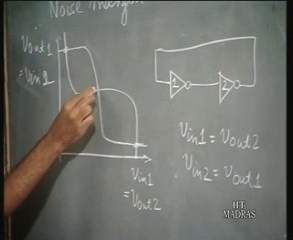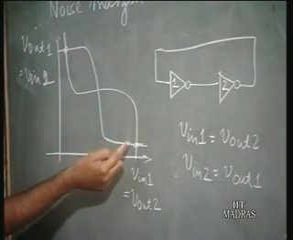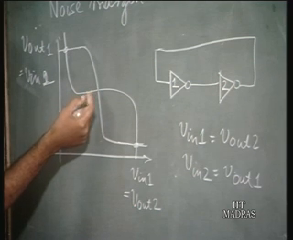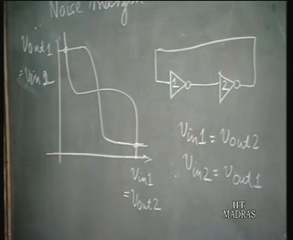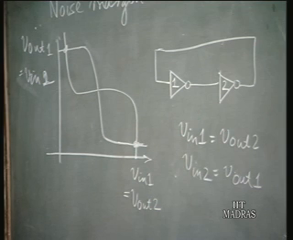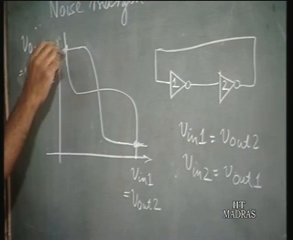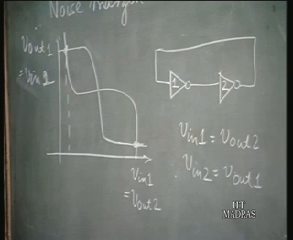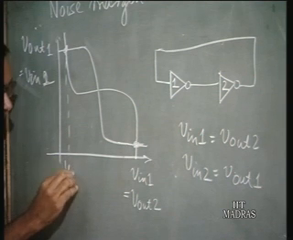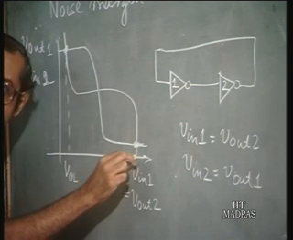Only at these points is V input 1 equal to V output 2. But this middle point is actually very unstable because of the very high gain associated with it. If you have it at this point, any small perturbation, noise or anything, will move it away from that point. So, usually the device operates either at this point or this point. This point is called V output low, and this is V output high.